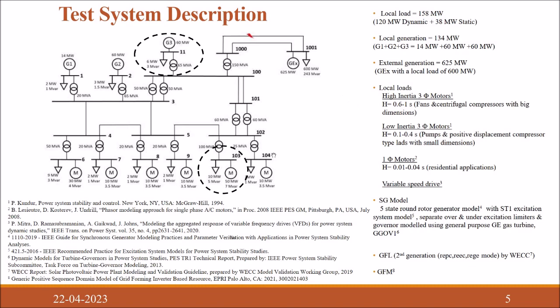Now the basic focus of the study is the local loads. The total local load is about 158 megawatt, where 120 megawatt is dynamic and 13 megawatt is static loading. The local loads are actually designed in four different ways. First is the high inertia three-phase motors, where the inertia constant varies from 0.6 to 1 second. Low inertia three-phase motors have the value of H from 0.1 to 0.4 seconds, and single-phase motors have an inertia constant varying from 0.01 to 0.04 seconds. And the last type of local dynamic load is the variable speed drive.